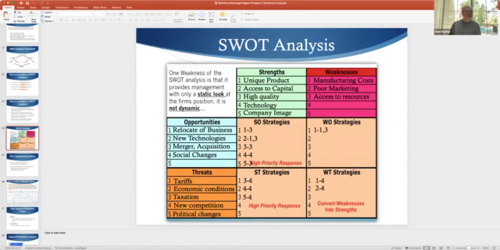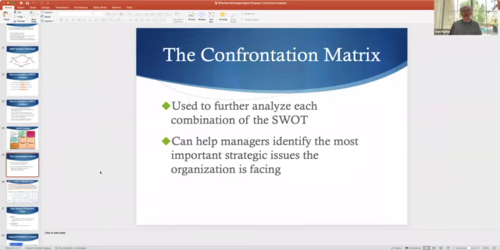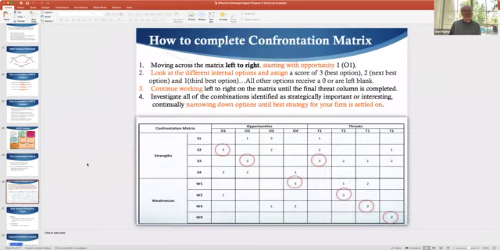All right. From this, we notice that we've got the matching on there. And from that matching, we know that some of these factors the firm would pursue before others. That just makes sense. So what the next step is on the SWOT analysis is something called the confrontation matrix. It is used to further analyze that combination of those factors that we've identified in the SWOT. And we're looking at the most important strategic issues. So by doing that, the most important ones, we can list them and we can prioritize them.